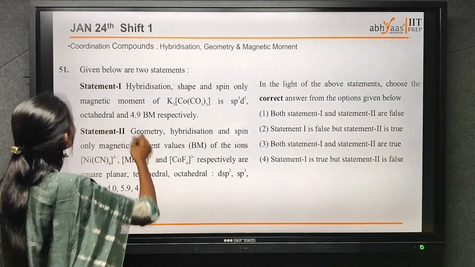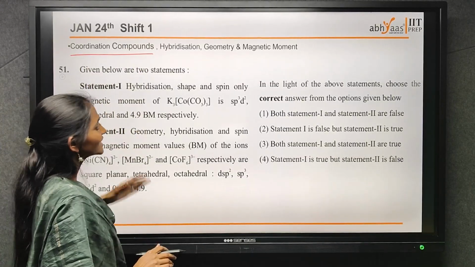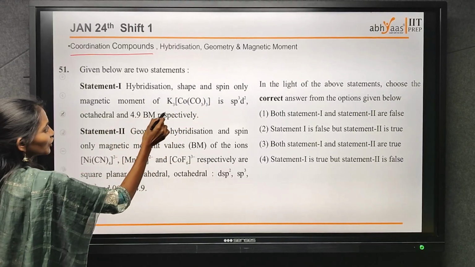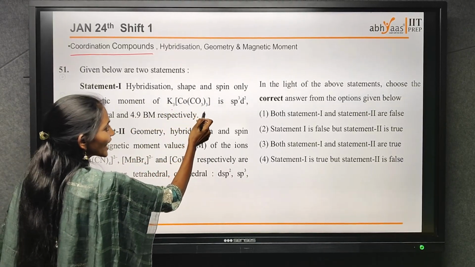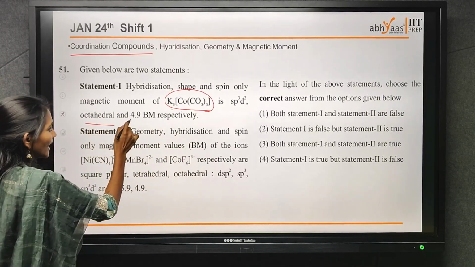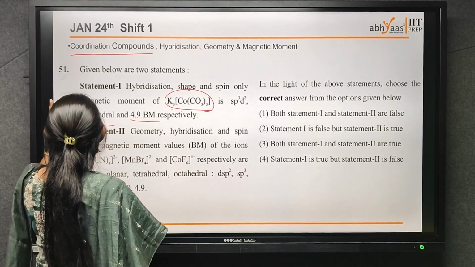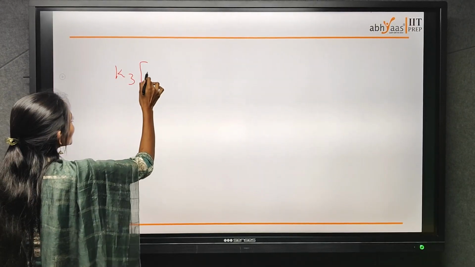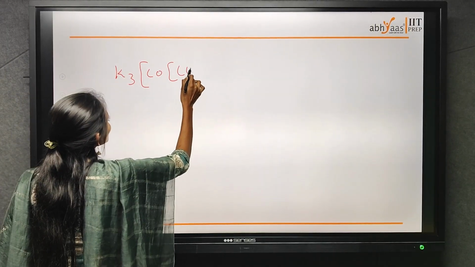This question was asked from coordination compounds. They are asking in a statement based way. See, the hybridization, shape, and spin only magnetic moment of K3 cobalt. So we are having this coordination compound as sp3d2, octahedral, and they are asking for the magnetic moment respectively. Let's see here. They are telling that K3 CO3.